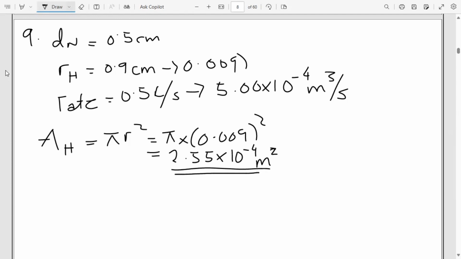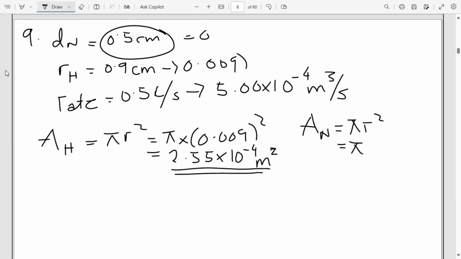This is the cross-sectional area of the holes. Then we can calculate the cross-sectional area of the nozzle here. Since the nozzle is also circular, we're going to use the same formula, pi r squared, which will be equal to pi multiplied by the radius. They've given us the diameter here, so we're going to divide this by 2 to find the radius.